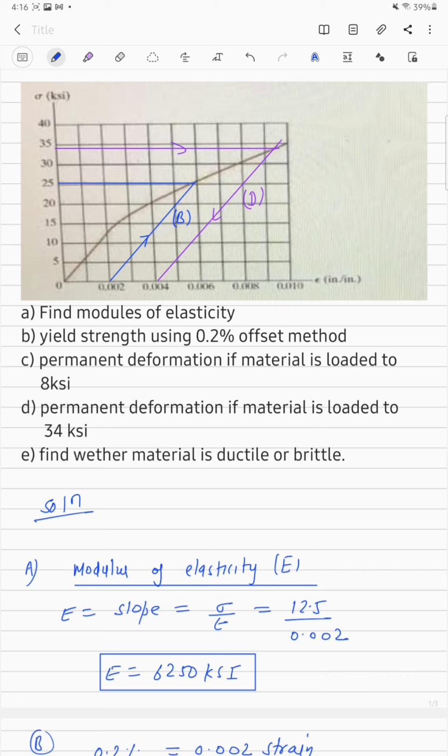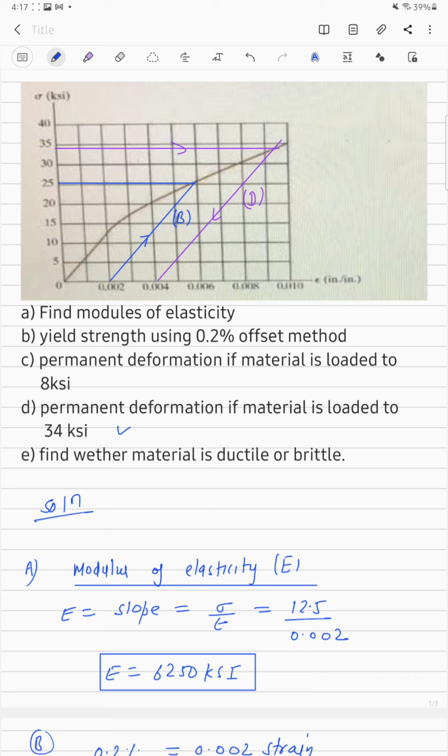In the question we are given a stress strain diagram. Stress is given in KSI, kilopound per square inch, basically in imperial units. Based on the graph, we have to find the modulus of elasticity, the yield strength using the 0.2% offset method, the permanent deformation if the material is loaded to 8 ksi, the permanent deformation if the material is loaded to 34 ksi, and whether the material is ductile or brittle. So we will do it one by one.